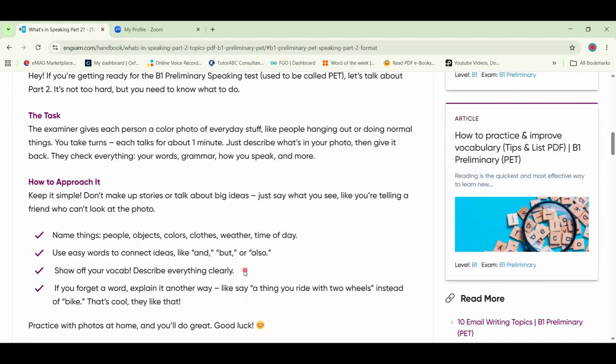Now let's look at the strategy section. The page introduces 4 very useful questions: who, where, what, and when. These questions help you organize your answer more easily. The website gives an example with a photograph of a woman and a girl in a kitchen.